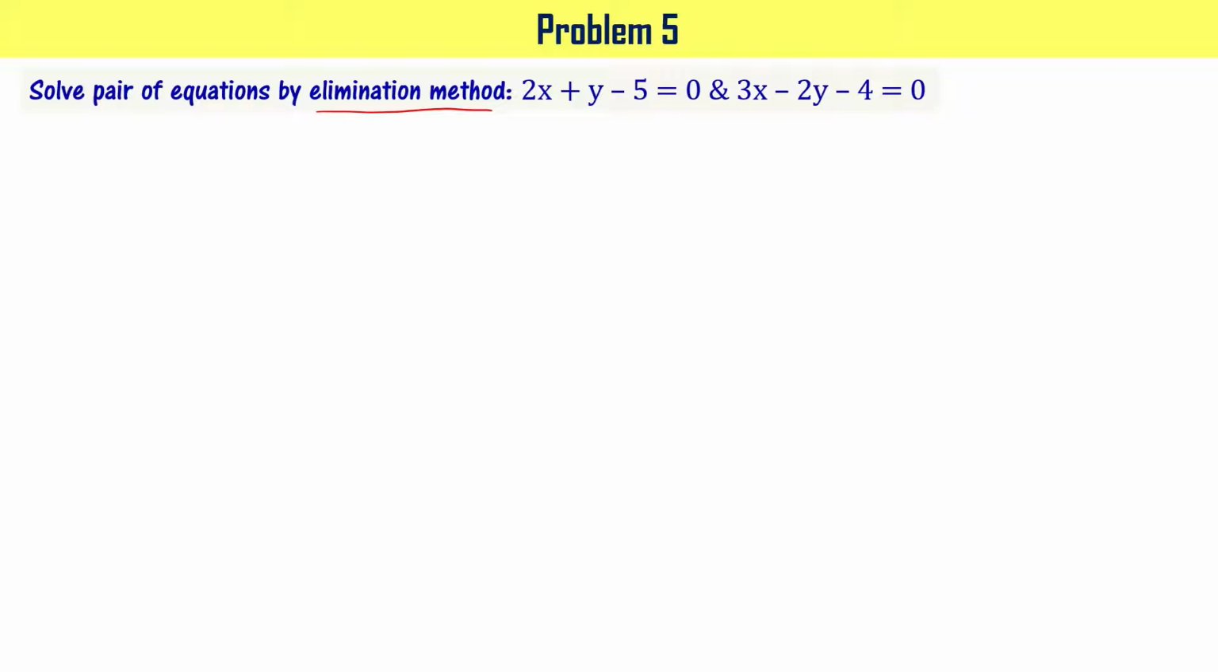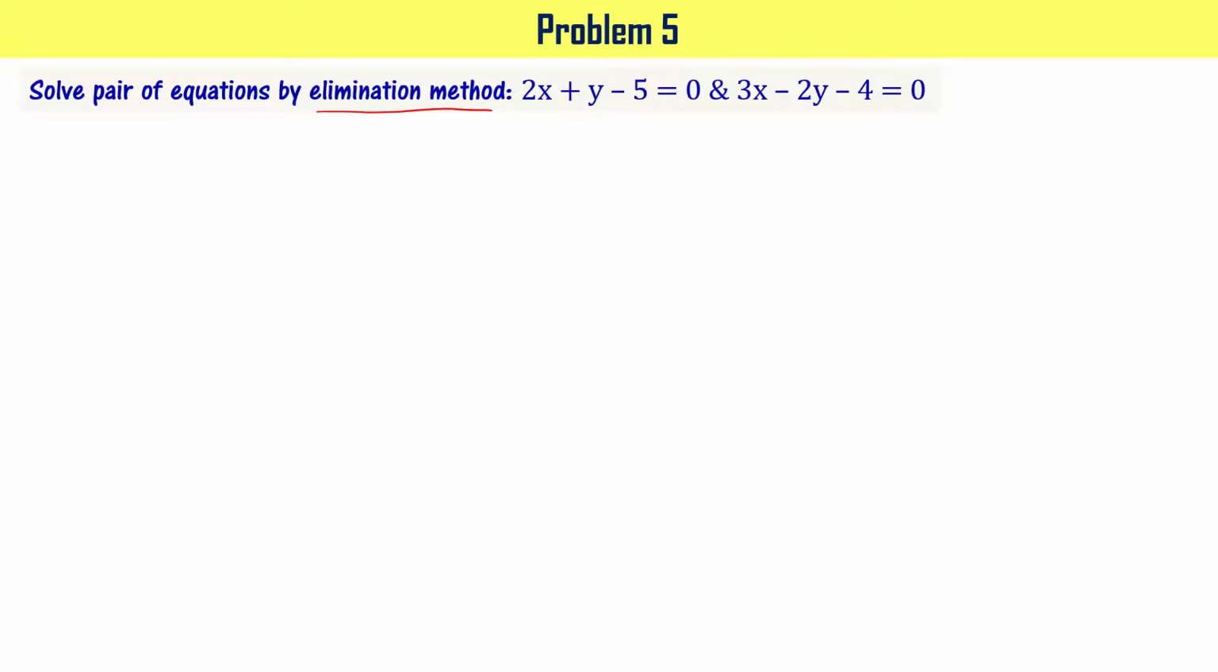Now let's solve these two equations using elimination method. In the elimination method, the idea is you have to eliminate first one of the variables so that you can get the value of the other variable. With that value, you substitute in one of the equations such that you get the value of other variable. That is the whole idea of elimination method. You will be eliminating one of the variable in the beginning.